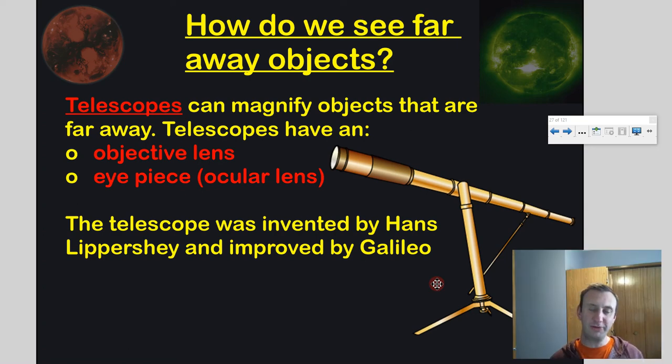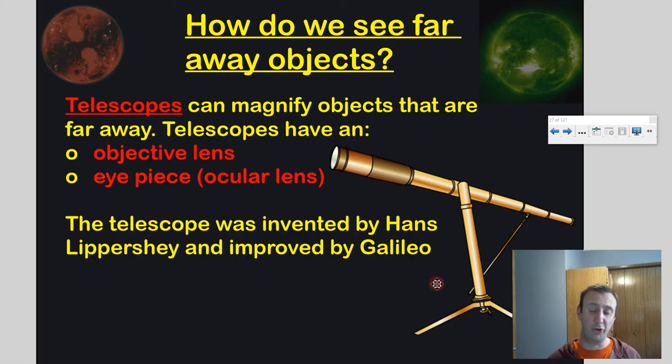Hello Science 9, welcome to your second lesson on space, which is primarily about telescopes and then also getting into satellites. So, how do we see objects far away? Well, we use a telescope. Telescopes can magnify objects that are far away, and telescopes have an objective lens typically, and then an ocular lens that we look through. The telescope was first invented by Hans Lippershey and improved by Galileo.